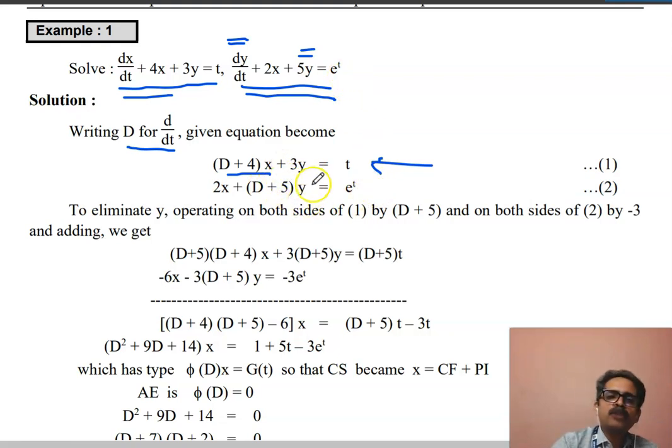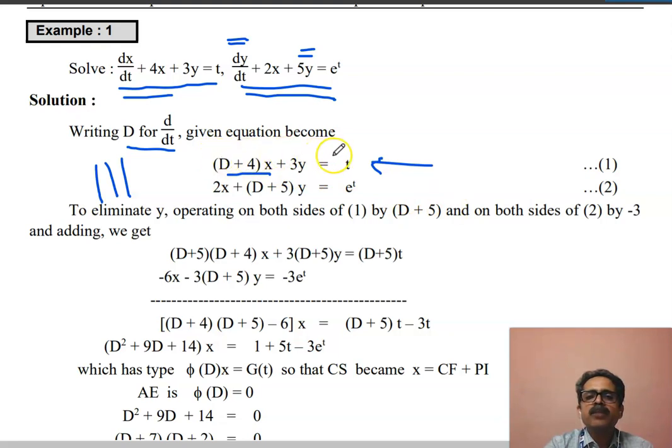Now here we have two options. Either you eliminate x or y. We have to solve these two equations, and now these two equations are having standard form as seen in above definition. To eliminate y, we are operating both sides of equation 1 by D plus 5. That means we are multiplying this equation by D plus 5. That means we are operating the operator D plus 5 on both sides of the equation 1.